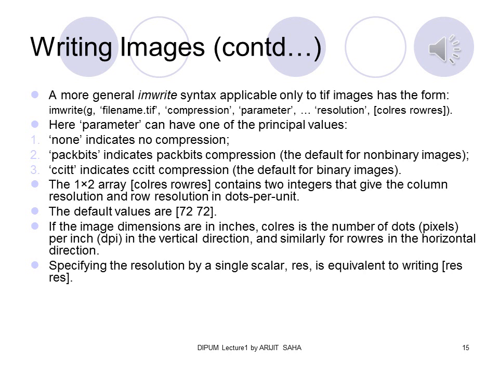If the image dimensions are in inches, colres is the number of dots or pixels per inch, that is DPI, in the vertical direction, and similarly for rowres in the horizontal direction. Specifying the resolution by a single scalar res is equivalent to writing [res res], that is, for row and column.